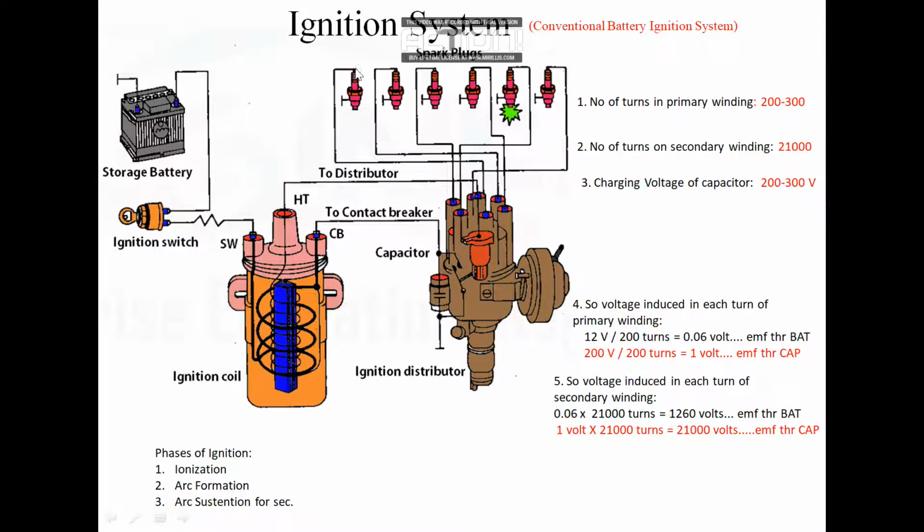So first of all we will see the construction of this conventional battery ignition system, in order to know what the basic tasks are that need to be done by an ignition system. This is the battery, a voltage source we are using over here, which is why we call it a battery ignition system. This is a 12-volt battery having a positive terminal and a negative terminal.